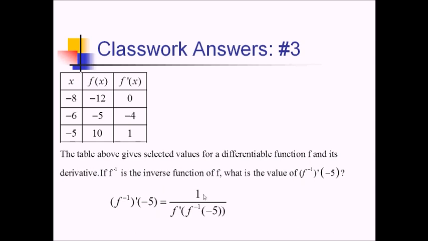So we're really doing 1 over f prime of negative 6. Now f prime of negative 6, if you look in this row here, f prime there is going to be negative 4. So this is really negative 1 over 4.